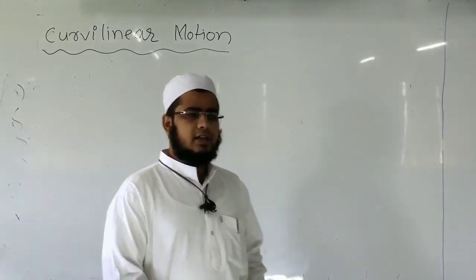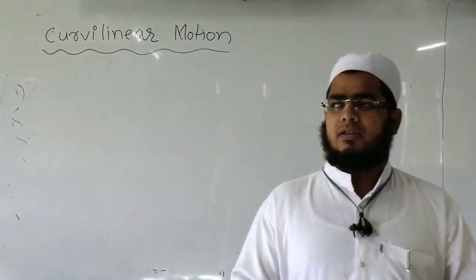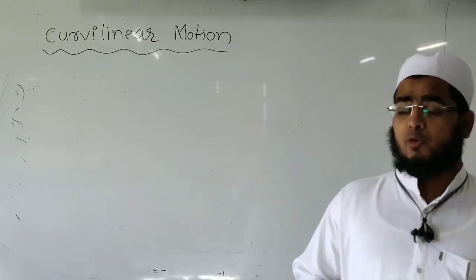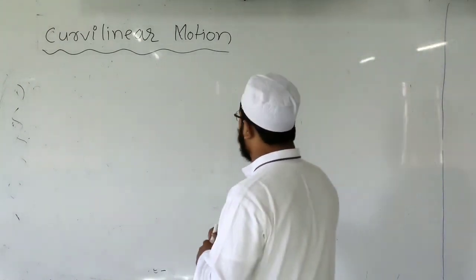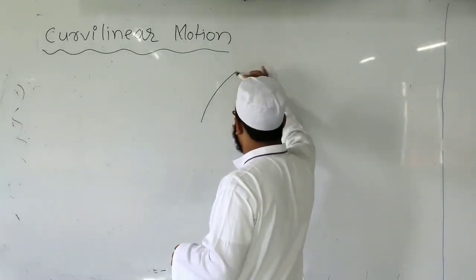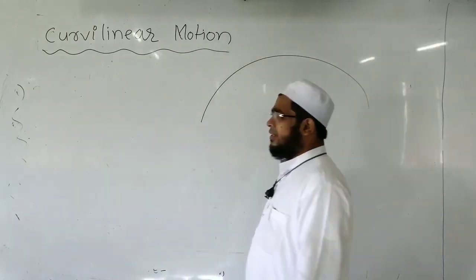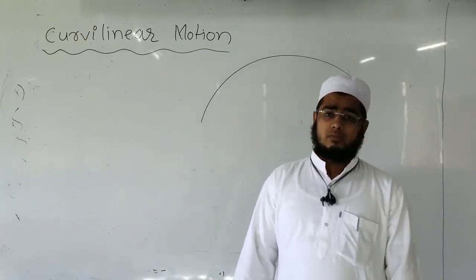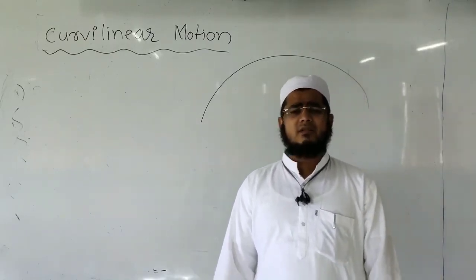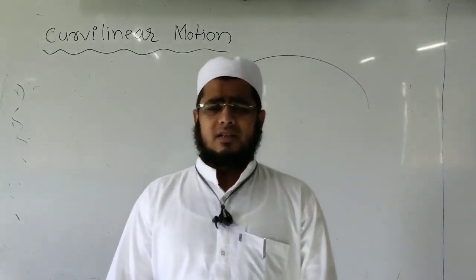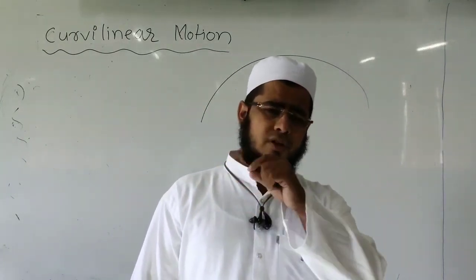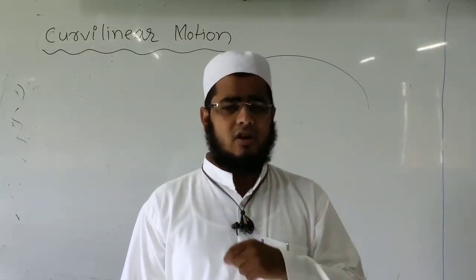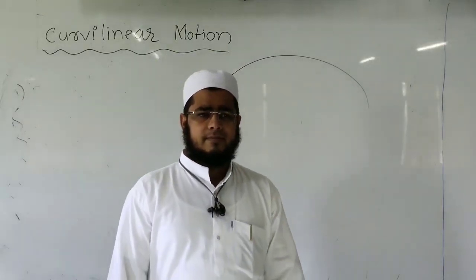Whenever a particle is moving along a straight line, it is considered as a rectilinear motion. And when a particle is moving along a curvature, performing a circular path, then it is considered as curvilinear motion. In rectilinear motion, the motion of the particle will be along horizontal direction or vertical direction or along a particular line.